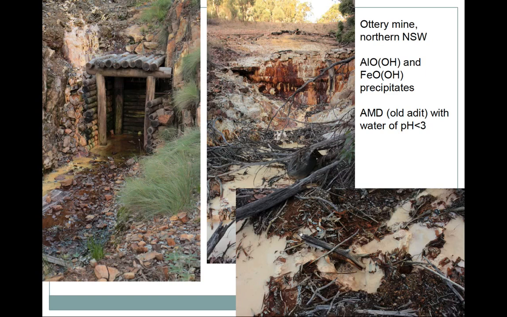Here's some examples. This is the Ottery arsenic mine near Emmaville in the New England area. Here's an old adit. We have some very ugly looking water pouring out of the adit. Here's some old tailings, and again the water is not pleasant. Its pH is less than 3, highly acidic. We see these iron oxide and aluminium oxide precipitates.